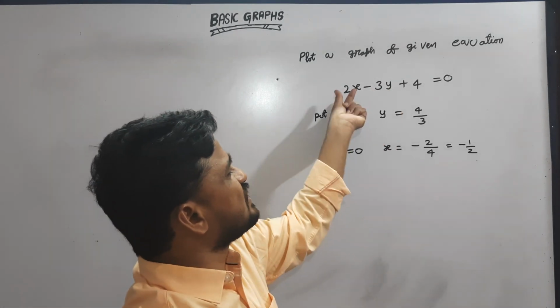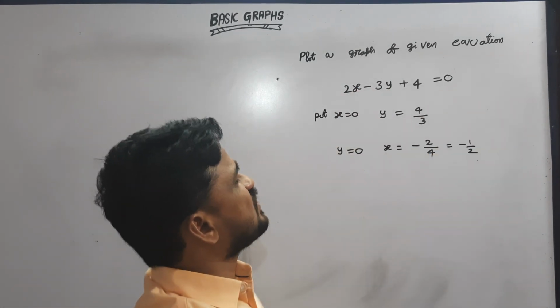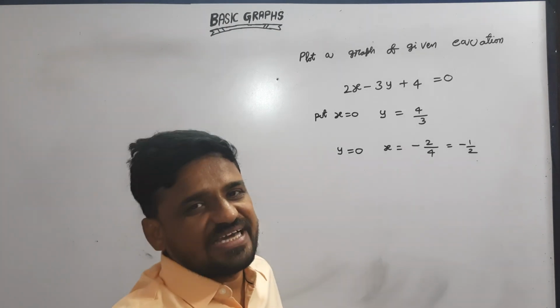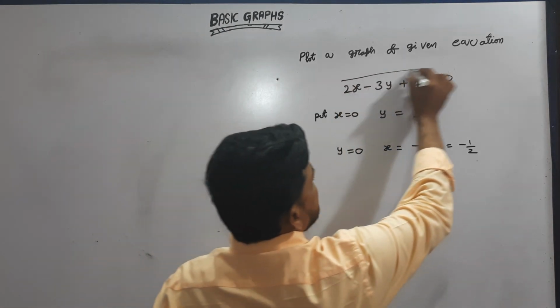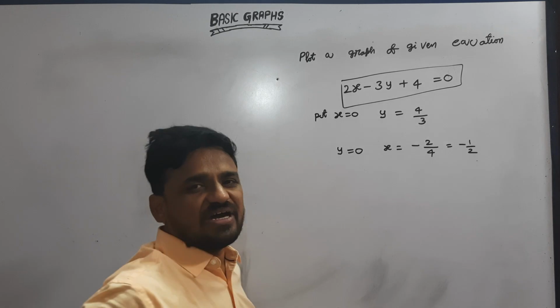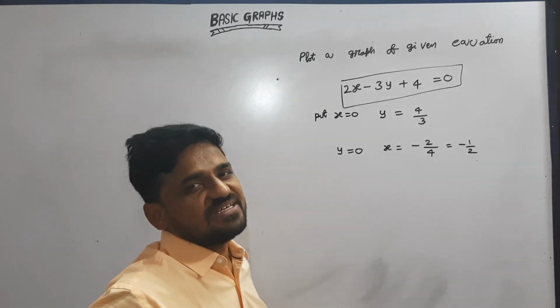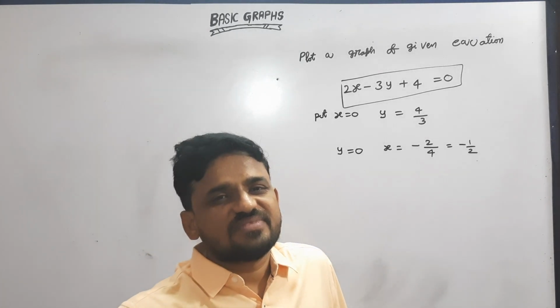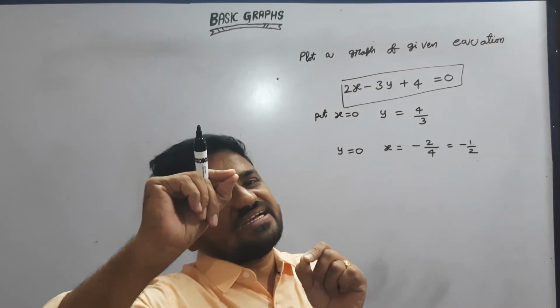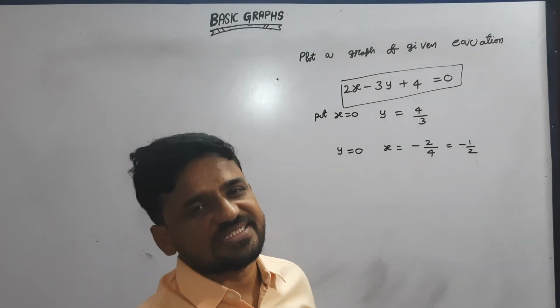Put y equal to 0. 2x equal to minus 4. We get x equal to minus 1 by 2. So no doubt, this is a straight line equation. Plot a graph of that equation. To plot a graph, we consider at least the coordinates of 2 points.